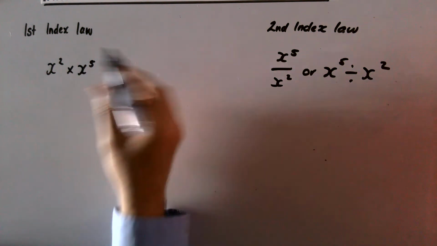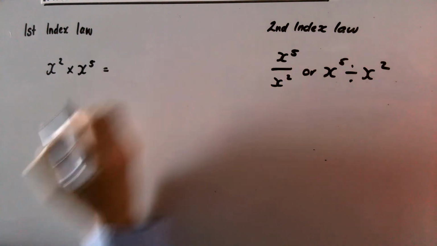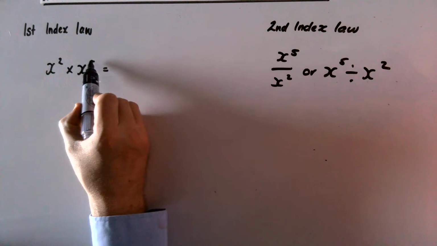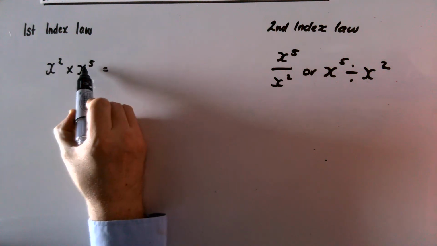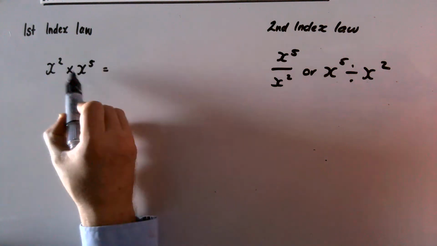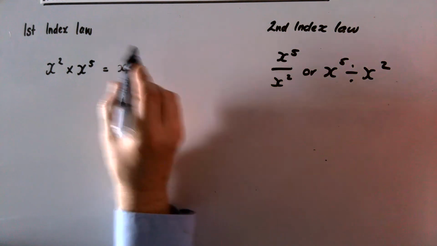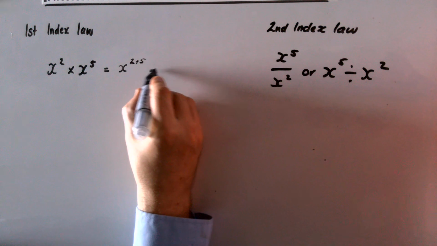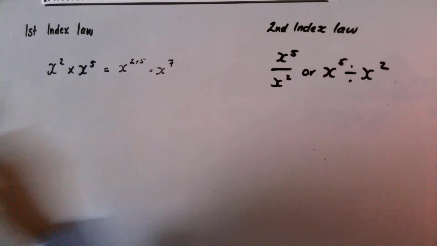So basically, if I was going to do this using the law, I would take the two powers up the top, so these are the bases. Now, they need to be the same, and they are in this particular case. And then I would take those two powers and add them together, so 2 plus 5, which would give me x to the power of 7.